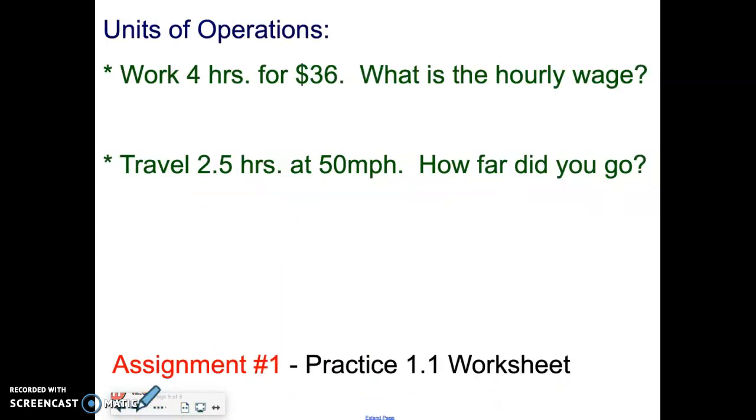Last thing is just to go over a couple word problems, and then you can go ahead and work on your assignment. So here I have a word problem. It says, I work 4 hours for $36. What is the hourly wage? You have to think critically: I got a total of $36, and I want to know how much I made per hour. That's going to be division. So I'm going to divide. 36 divided by 4 is going to give me $9 per hour.